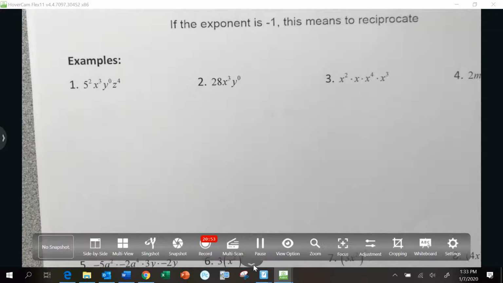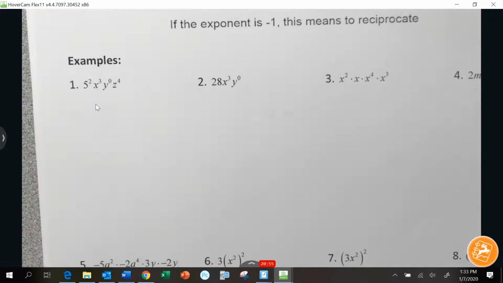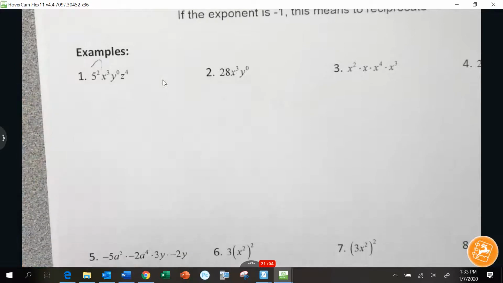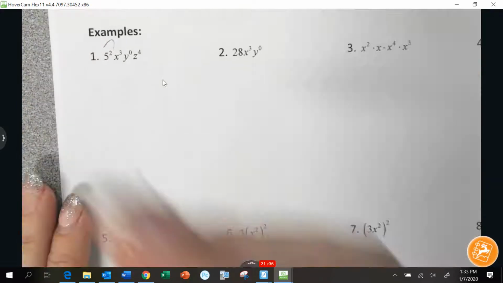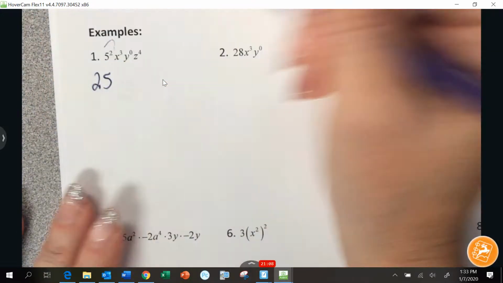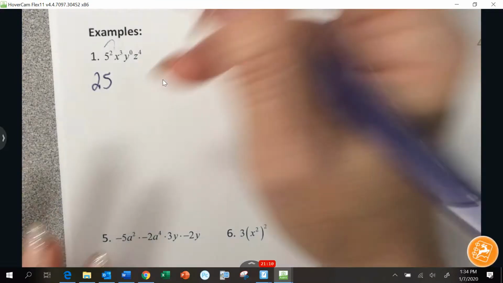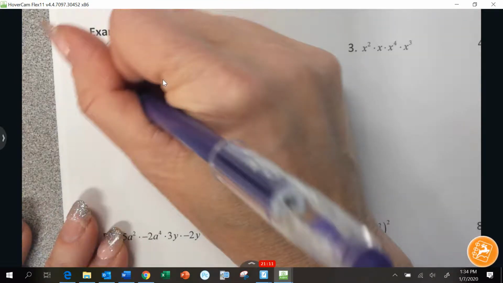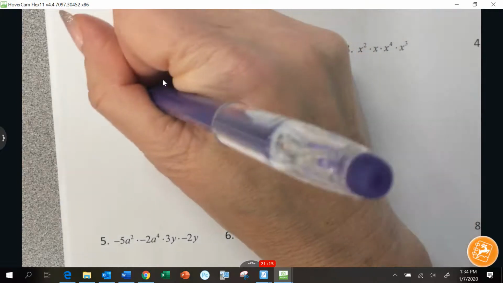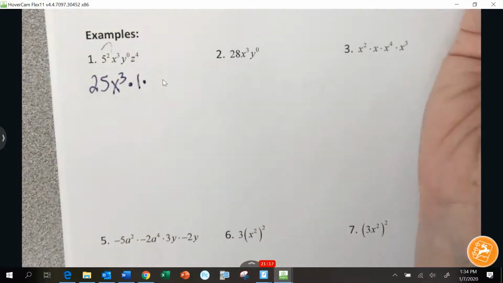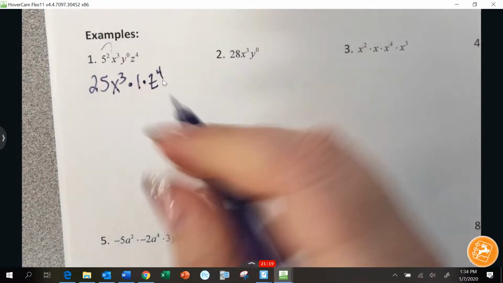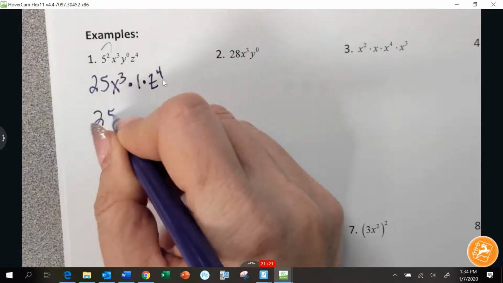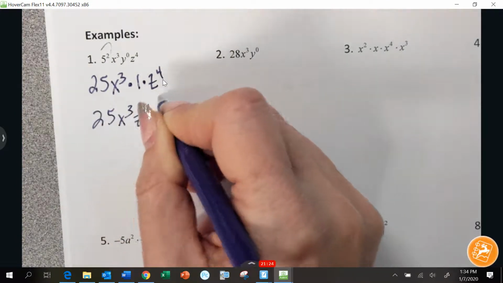When we do examples, I like to separate by numbers or letters. I like to look at things separately. So 5 to the 2nd power, can we simplify anything there? 25. X to the 3rd, nothing to simplify. Y to the 1, and Z to the 4th. Okay, and we just multiply all that together, 25, X to the 3rd, Z to the 4th.